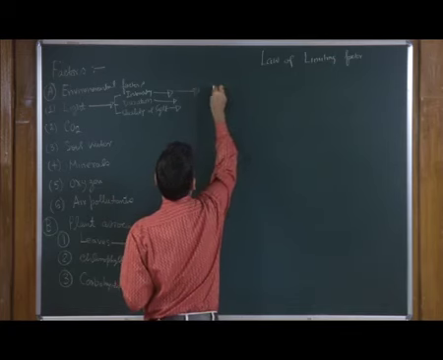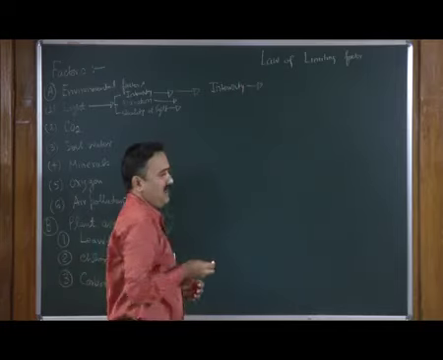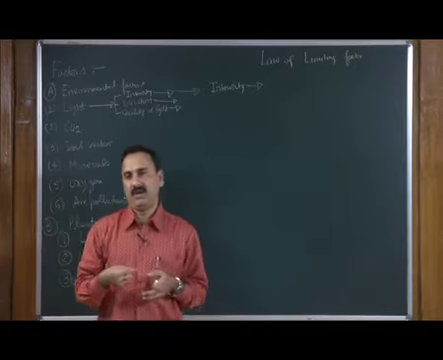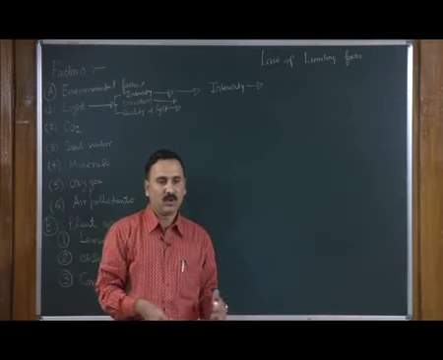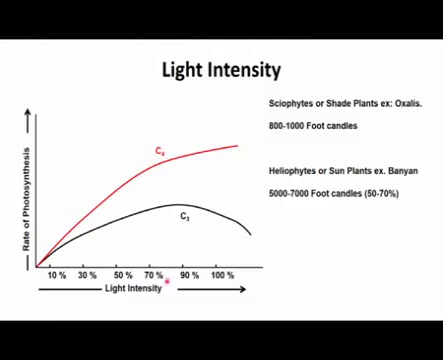In the case of intensity, according to the light intensity received, plants are categorized into two categories. One is called sciophytes and the other is called heliophytes. As you can see on the PowerPoint slide, I have shown a curve of how light intensity affects the photosynthesis of a C3 or C4 plant. Based on the light intensity which plants take, they can be categorized into two categories.